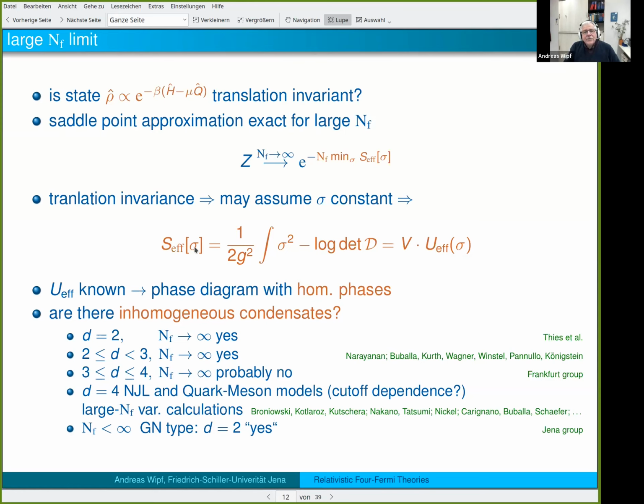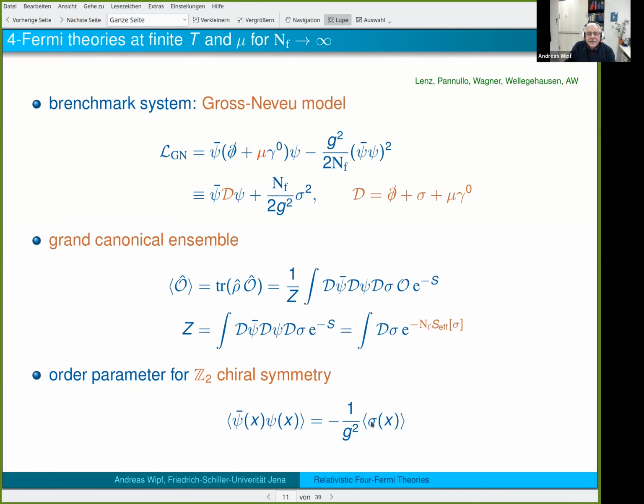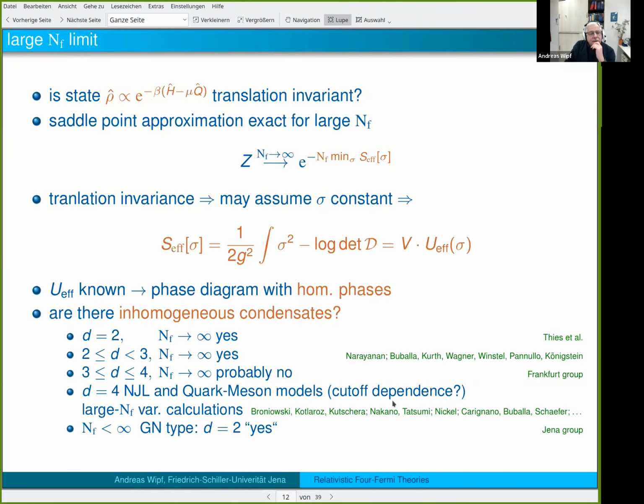Okay. And I should also say this minimizing sigma is also part of the large NF limit. This expectation value of sigma is then equal to the minimizing sigma. If you minimize the effective action, this minimum is then exactly the expectation value. Now, this is a very recent result. We are always asking ourselves, people who are working in this field, what happens if you increase the dimension? Are there still inhomogeneous phases?